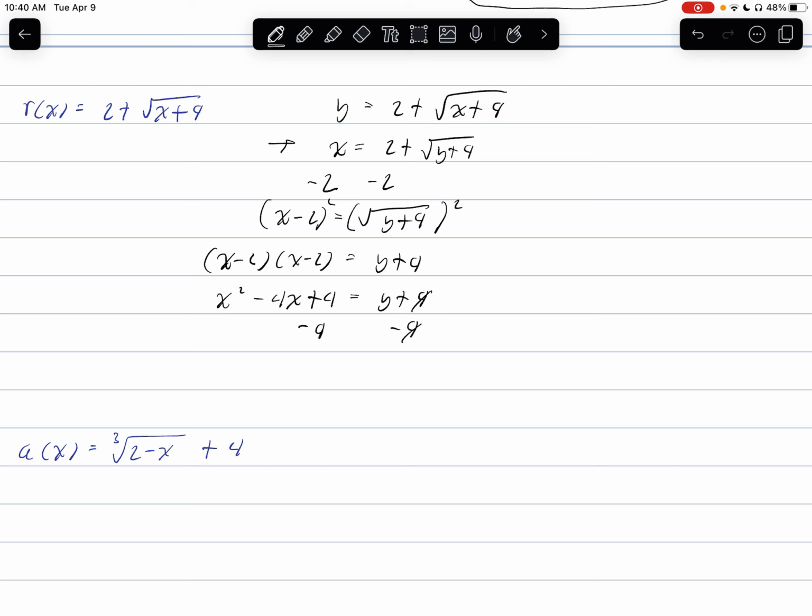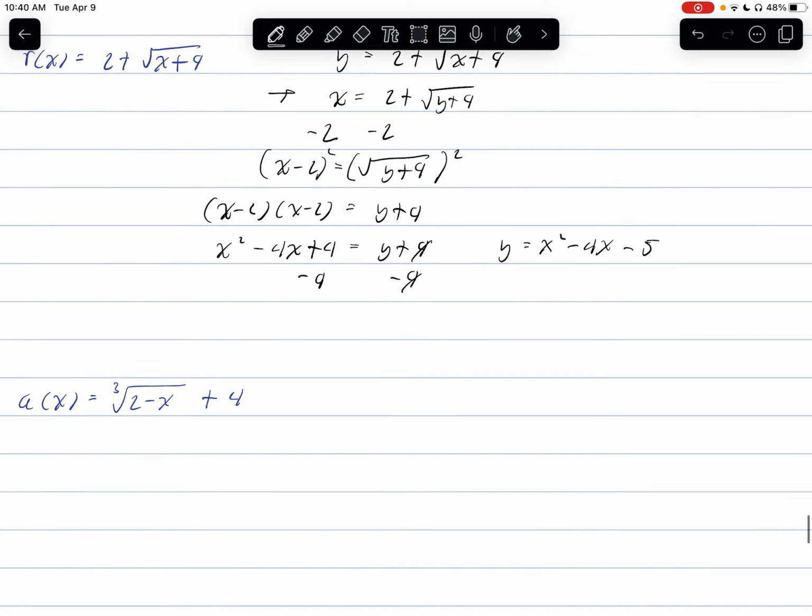All right. And then we're going to get that y is equal to x squared minus 4x minus 5. Or you can rewrite this as r inverse of x is equal to x squared minus 4x minus 5.